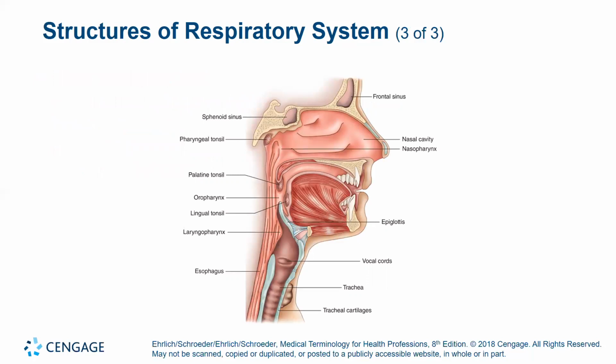Here are the structures of the respiratory system. Here you can see in this little area, here's the frontal sinus, the nasal cavity, the nasopharynx. The epiglottis is back here. Vocal cords, the trachea and the tracheal cartilages, green area. The esophagus, the laryngopharynx, the tonsils, the oral pharynx. Here's the palatine tonsil, pharyngeal tonsil, and then the sphenoid sinuses.